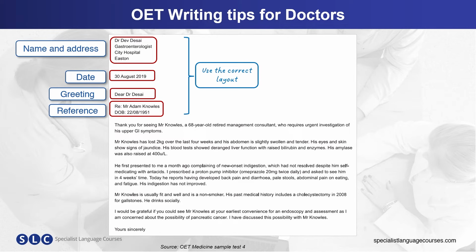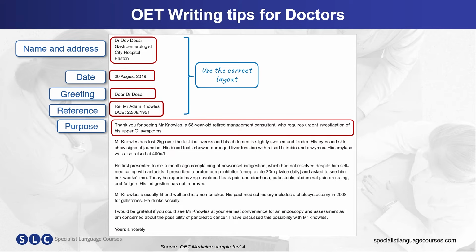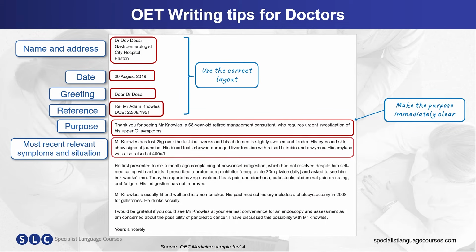The first paragraph introduces the patient and reason for writing. To score well in the purpose section of the criteria, it's essential that the reason you are writing is immediately clear in the first paragraph and sufficiently expanded throughout the letter. In the second paragraph, we can see that the most recent relevant symptoms and situation have been included. This is effective because it prioritizes the key information, so the reader can understand the situation and the doctor's concerns.